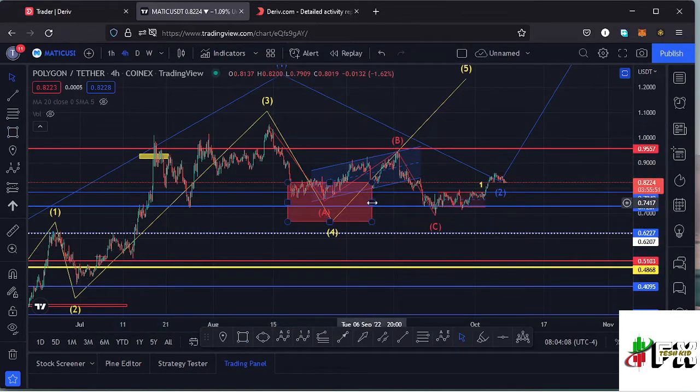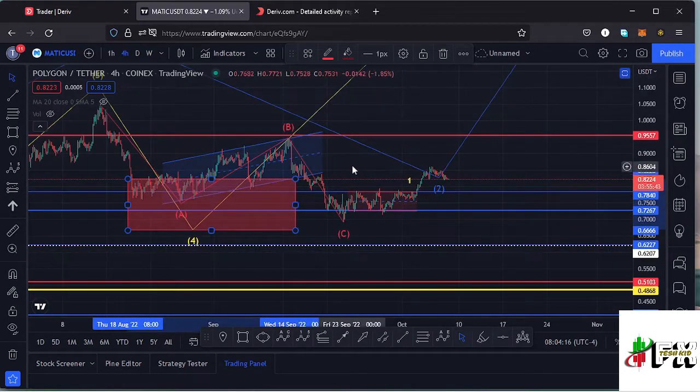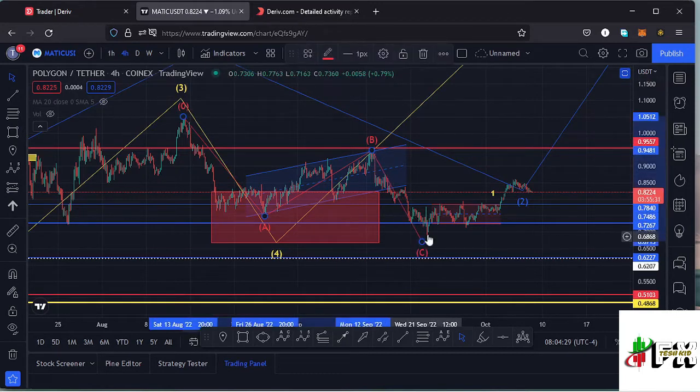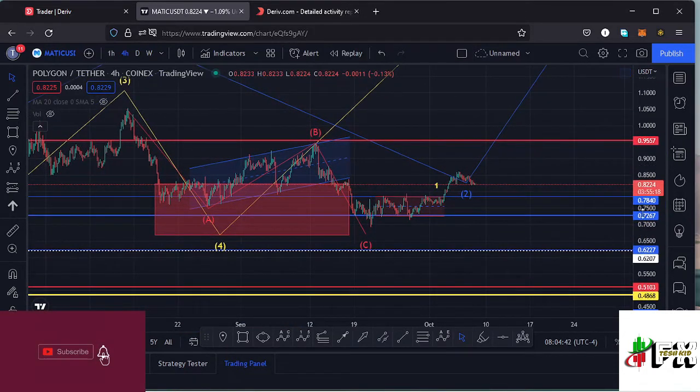So you can see Polygon Matic has continued to respect that, and because our wave 4 is a corrective wave, I also expected to see an ABC corrective movement play out here in the formation of a wave 4 down here. And you can see we have the wave A, then a wave B making a high at around the $0.94 mark, then continued pushing lower in the formation of a wave C, making our low at around the $0.69 mark.